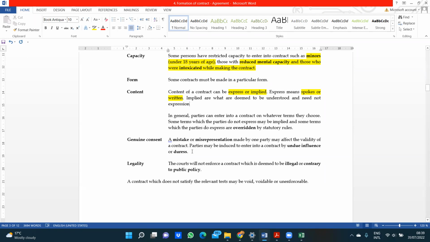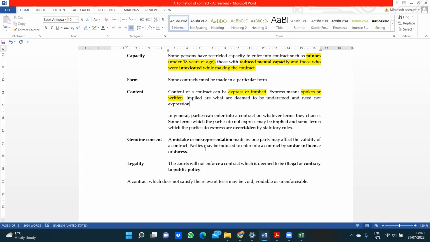Genuine consent. A mistake or misrepresentation made by one party may affect the validity of a contract. Parties may be induced to enter into a contract by undue influence or others. These are genuine consent. Genuine consent means that the party, when entering the contract, has agreed to enter the contract. They understand all the rules and regulations under the contract, and they have not signed the contract under undue influence.